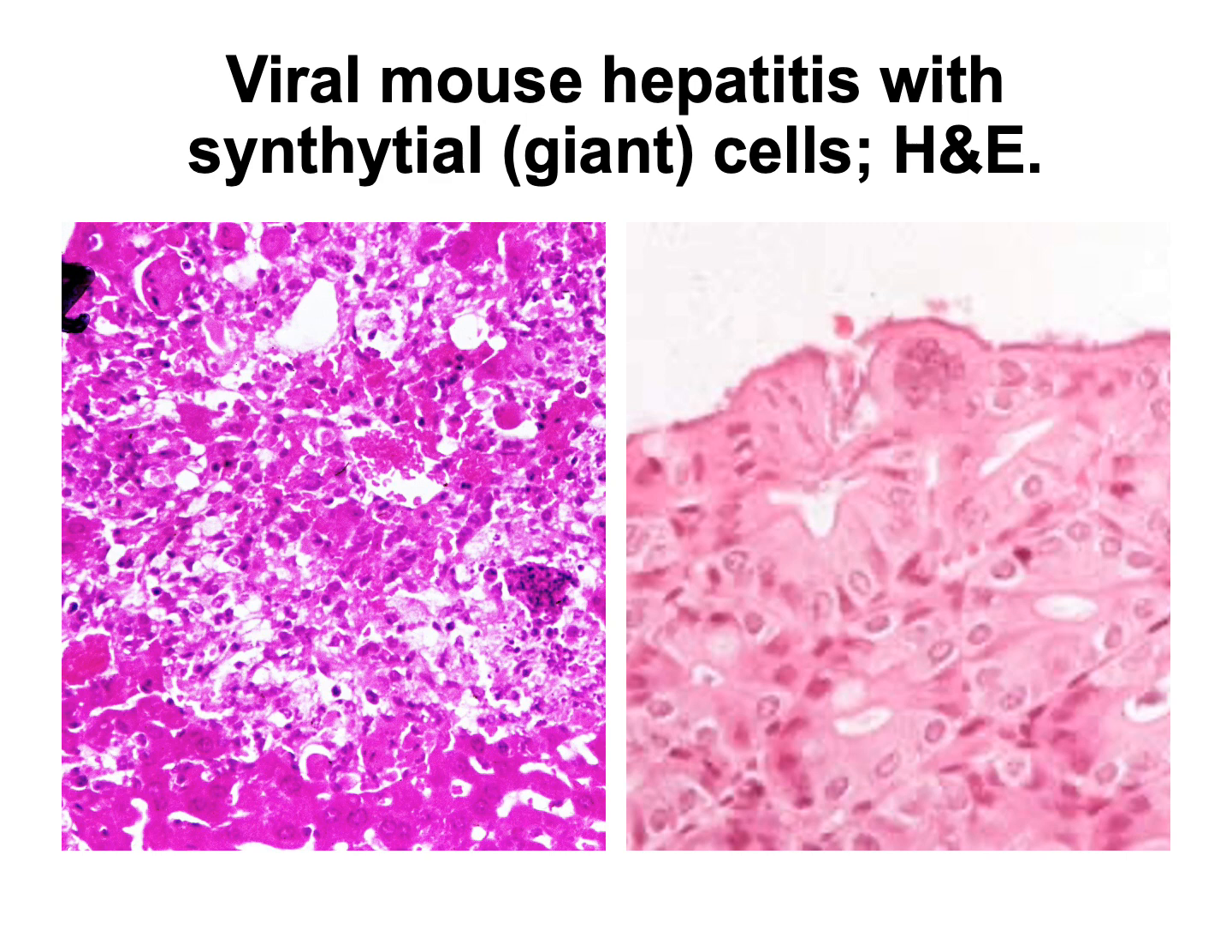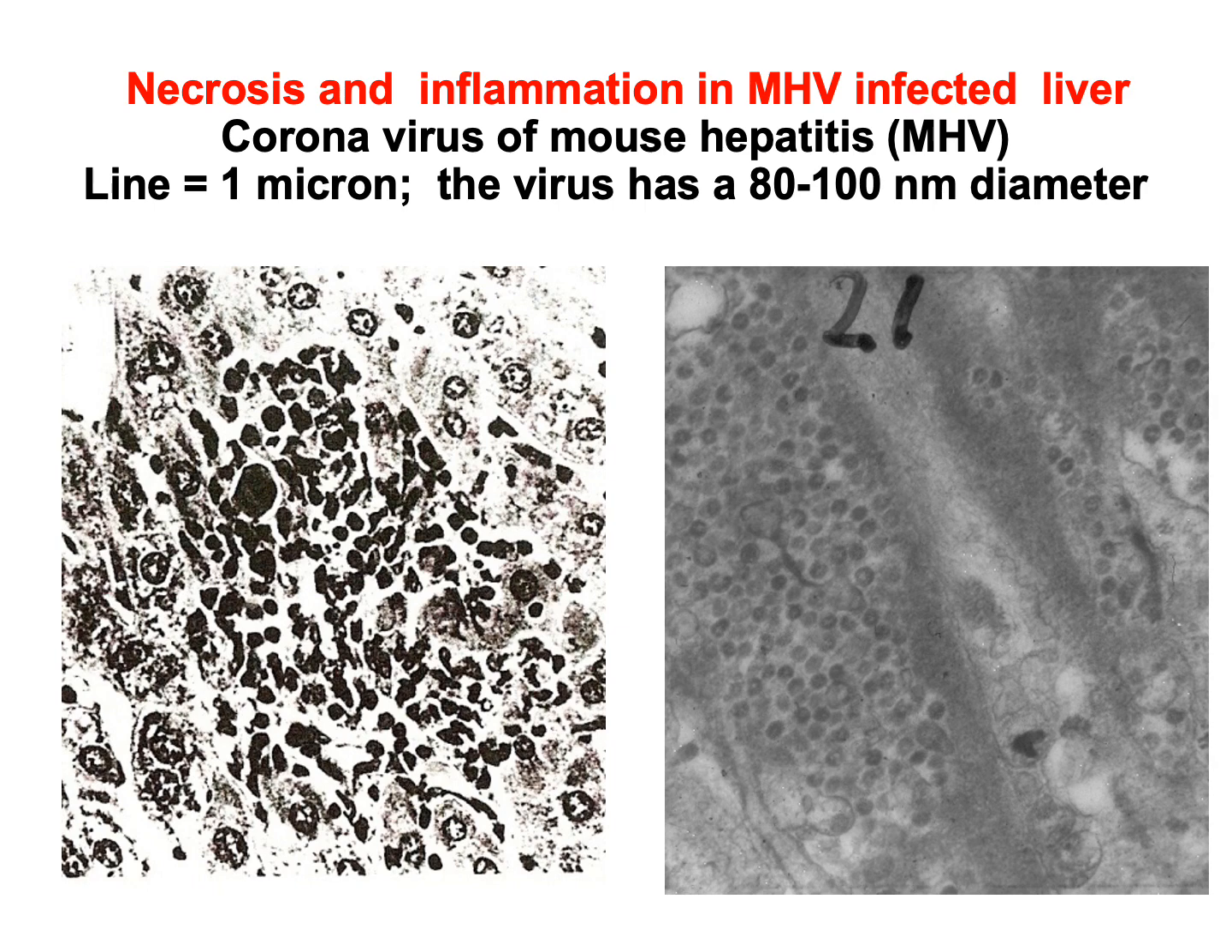And here you can see that the syncytium formation is a hallmark of infection in many tissues. Necrosis and inflammation in mouse hepatitis virus infected liver. Coronavirus of mouse hepatitis, the line is equal to 1 micron, and the virus has a 100 nanometer diameter. And in the middle of the picture you can see the syncytia, and in the right picture, this is an electron microscopic picture, the many virus particles.